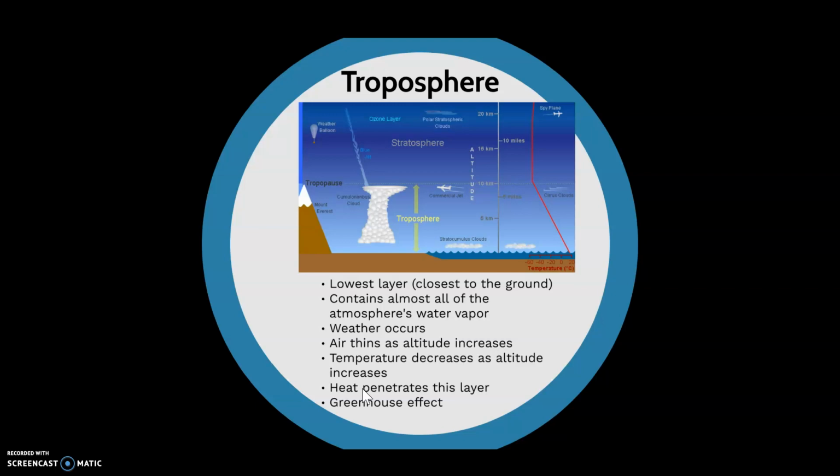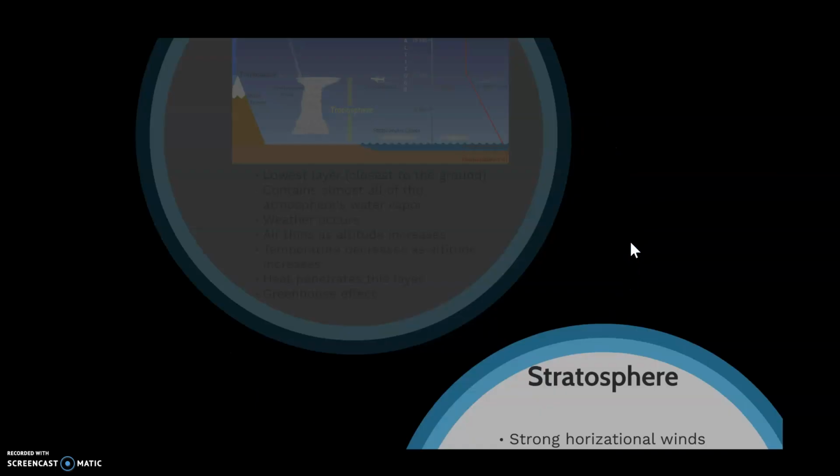Who can tell me what altitude is? Okay, great. So as our altitude increases, the air thins out, and then our temperature decreases. So the higher up we go, the colder it gets. Heat is going to penetrate this layer, and this is the layer where we have the greenhouse effect. Who can tell me what the greenhouse effect is? Okay, great. Let's move on.